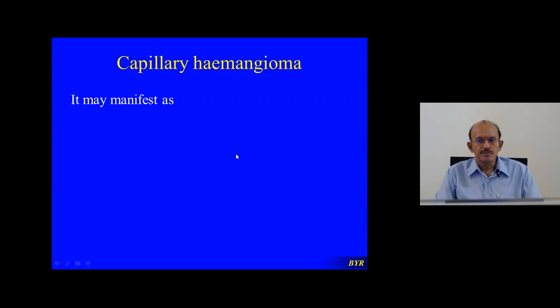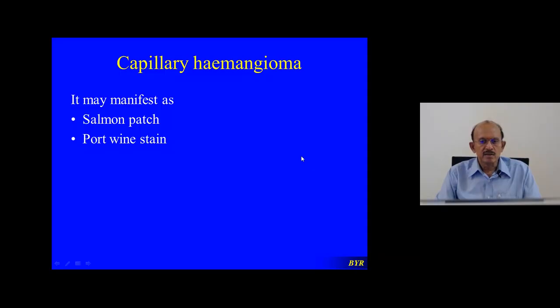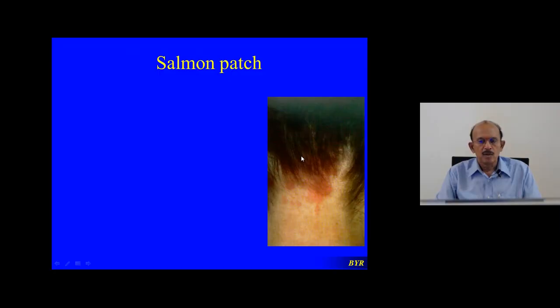Capillary hemangioma. That means there is capillary overgrowth at one place, manifesting like a vascular malformation or vascular lesion. So capillary hemangioma may manifest as three varieties: as salmon patch, port wine stain, and strawberry angioma. Salmon patch. So you can see here the pink patches because they are due to the excessive development of capillaries in this region.